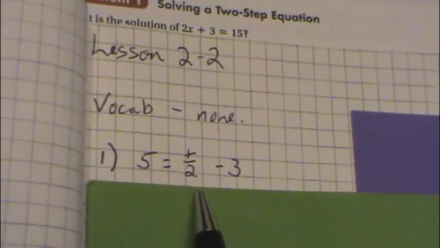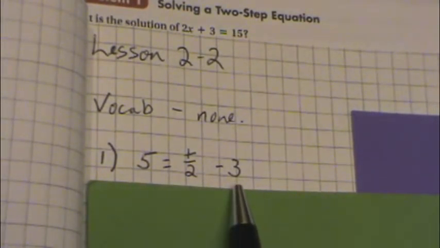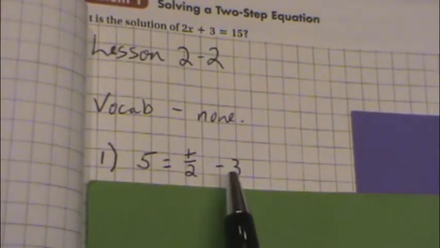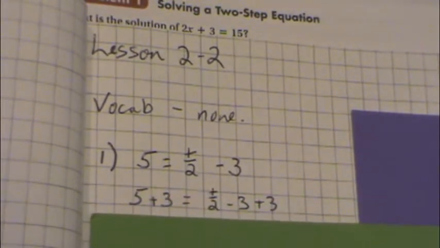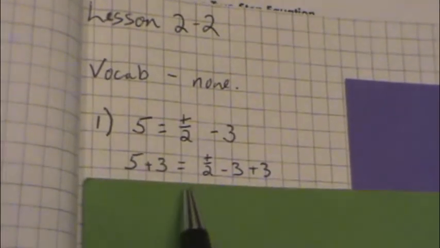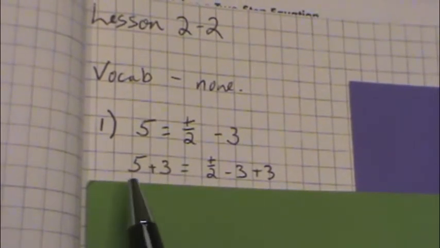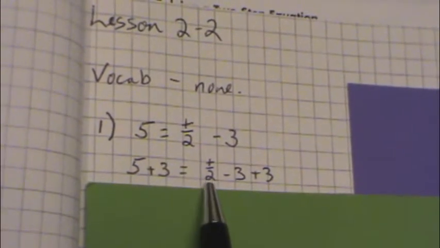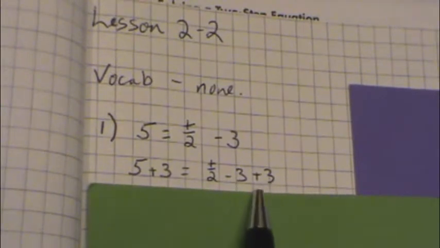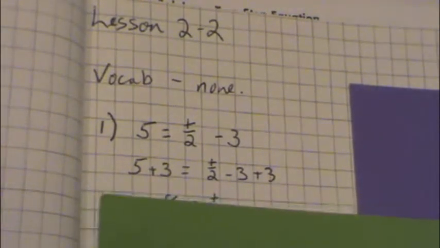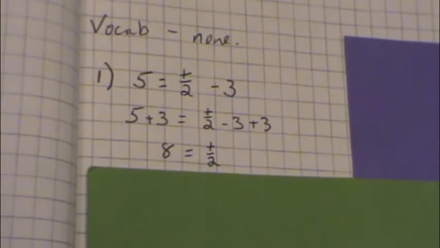5 equals t over 2 minus 3. Well, the first thing we need to do is take care of this minus 3. And how do we do that? We add 3 to each side. I should see this step in your notebook. 5 plus 3 equals t over 2 minus 3 plus 3. So that clears out this, and we end up with 8 equals t over 2.